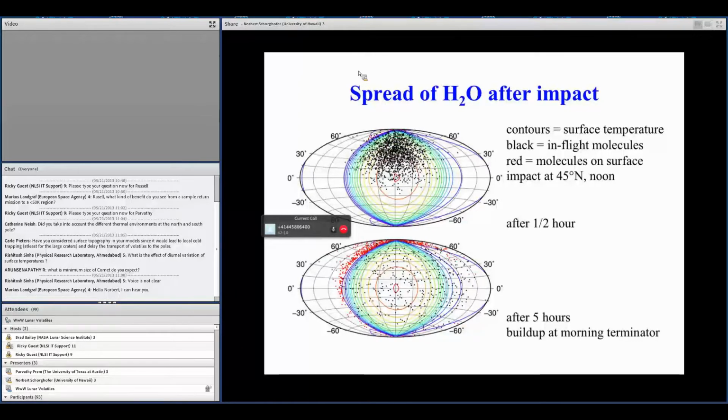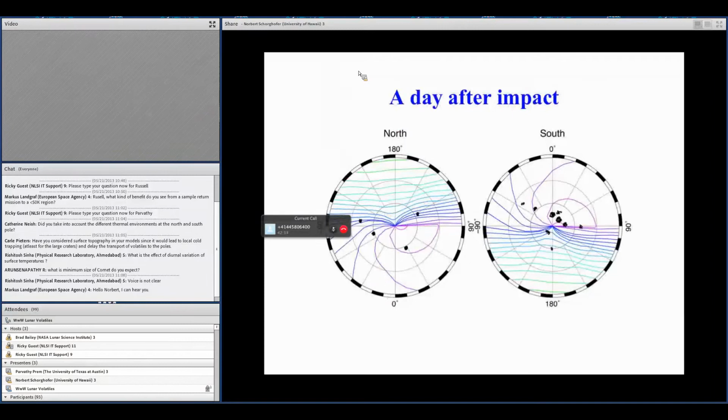And 5 hours after impact, in the image below, one sees the molecules are spread over the whole lunar disk, and the red ones are the ones that sit on the surface, and they sit potentially at the morning terminator because it's the coldest spot, and it's the dusk-dawn asymmetry, with a lot of molecules at the morning terminator. So just let that spread. And on the next slide, this is what happens after a day in this case. So these are cold traps, and all that's left is molecules sitting in the cold traps. And the larger the cold traps, the more molecules one expects in there.